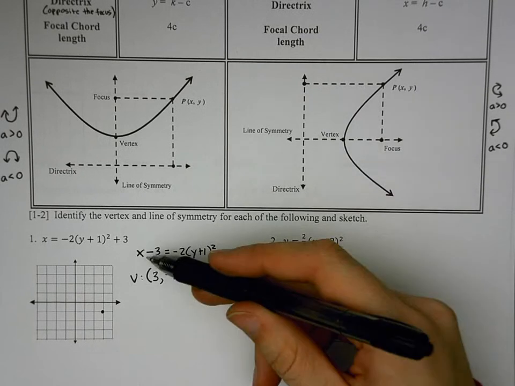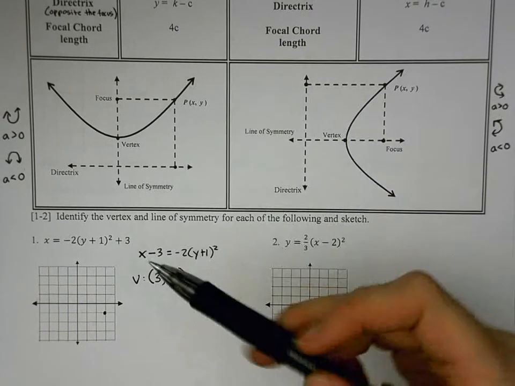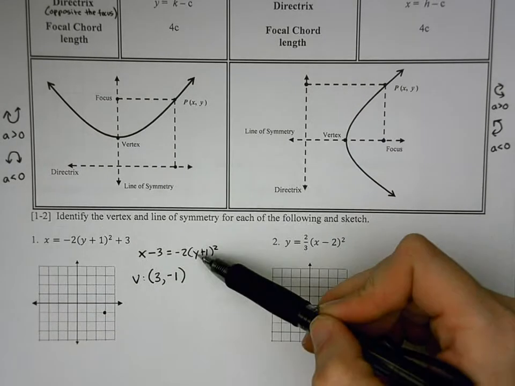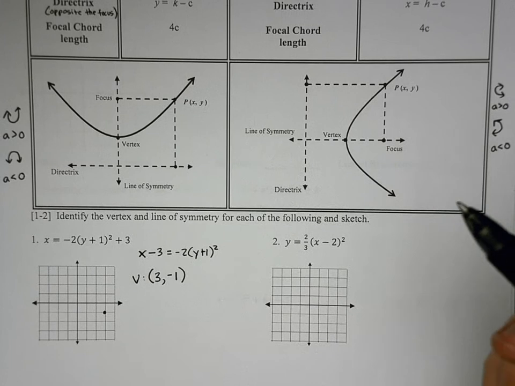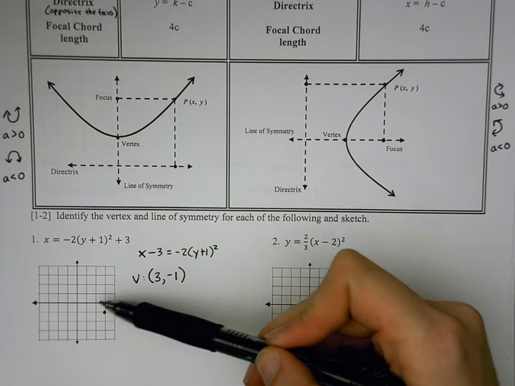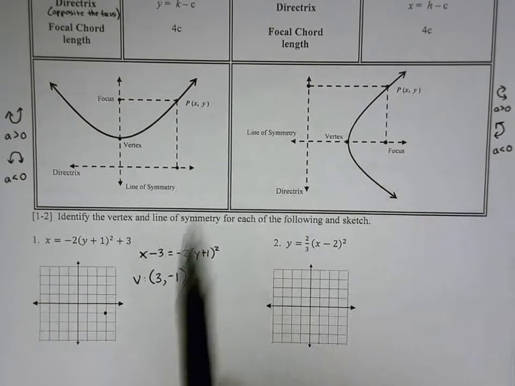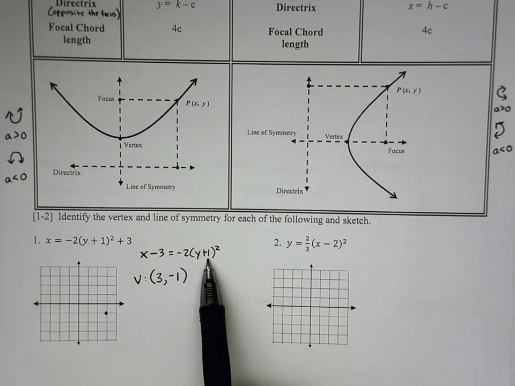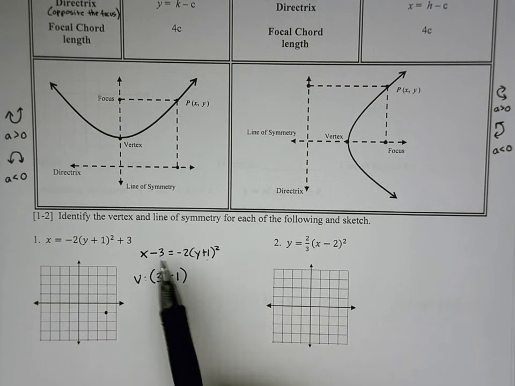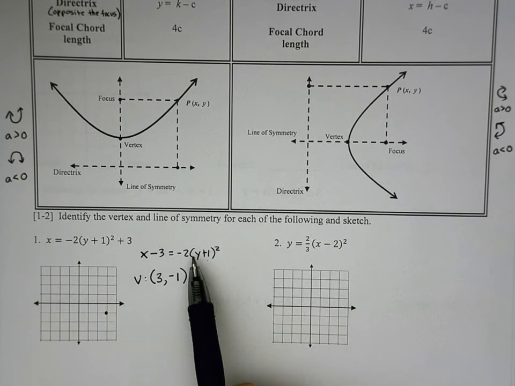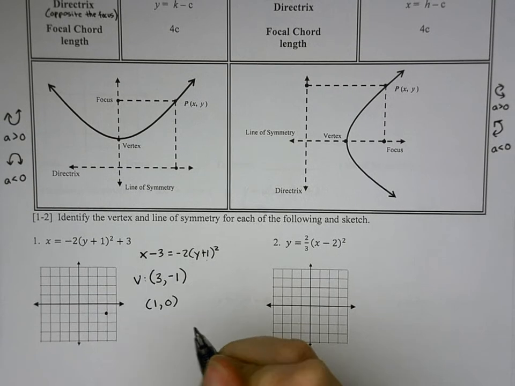And I can plug in x's or y's. I myself usually plug in y's in this kind of setup, because the y is going to be squared and I can just solve for x pretty quickly at that point, but it is your choice. So say I plugged in y equals 0. When y is 0, this would be 0 plus 1, 1 squared, which is 1, times negative 2, negative 2. Adding the 3 over, I get x would be 1. And so I know when y is 0, my x is 1.